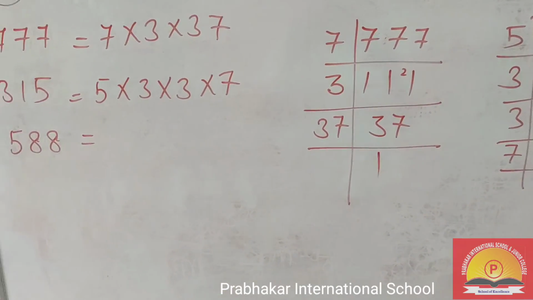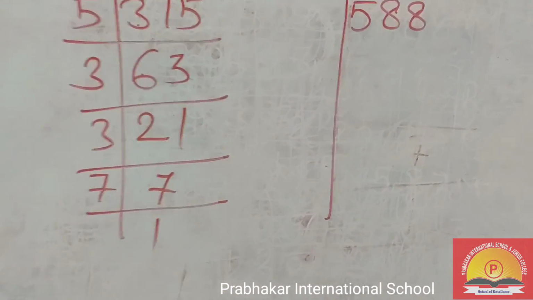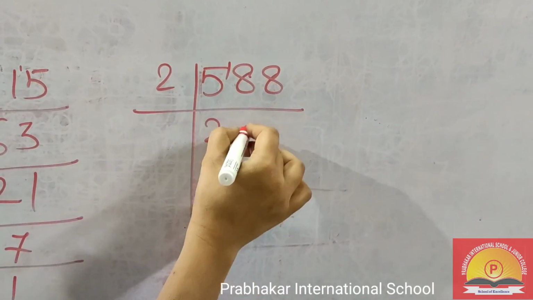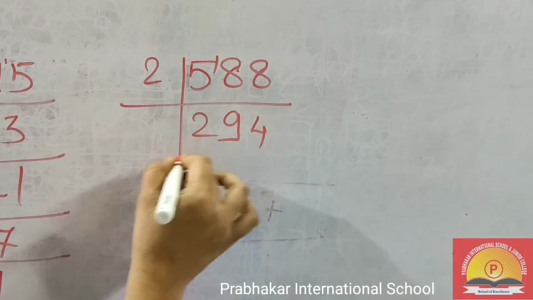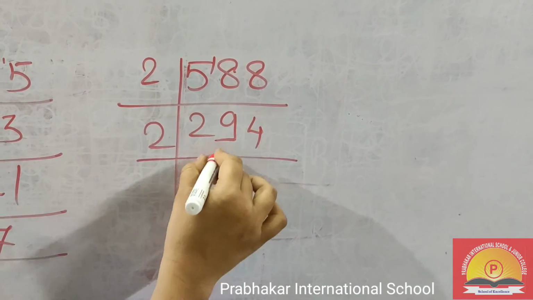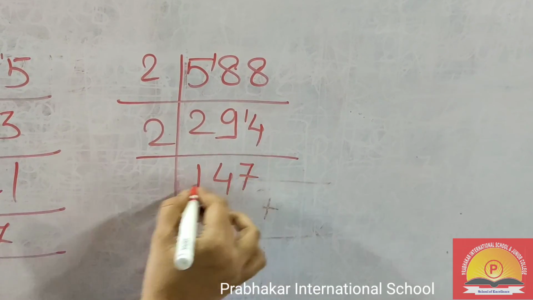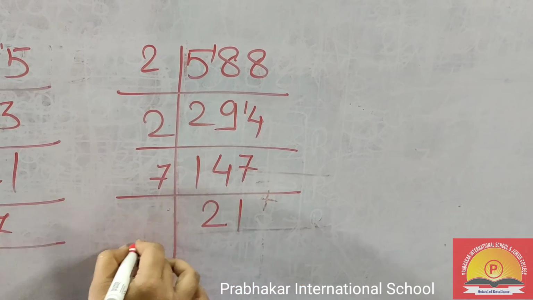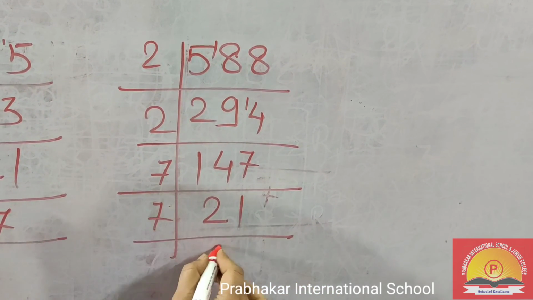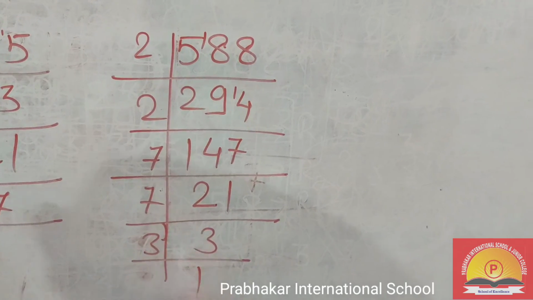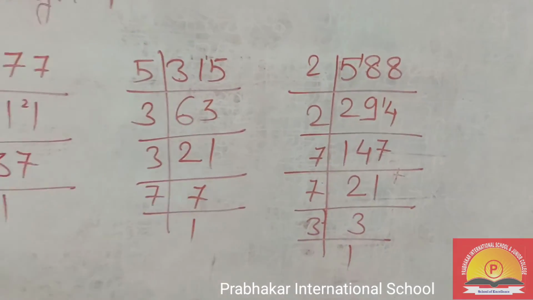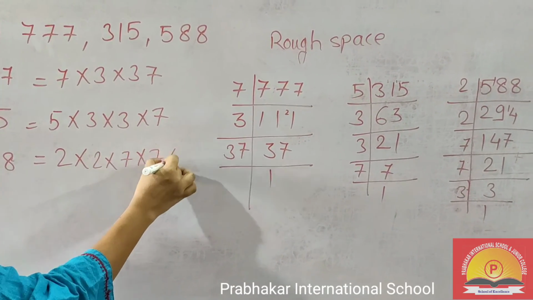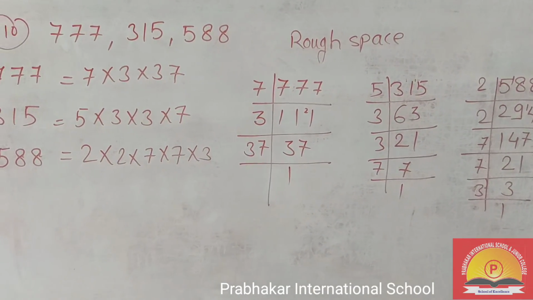Then 588. Divide by 2, 2 2s are 4, 1 carry over, 2 9s are 18, 2 4s are 8. 2 1s are 2, 2 4s are 8, 1 carry over, 2 7s are 14, 7 1s are 7, 7 2s are 14, 7 1s are 7, 7 3s are 21 and 3 1s are 3. So the prime factors are 2 into 2 into 7 into 7 into 3. These are the prime factors.